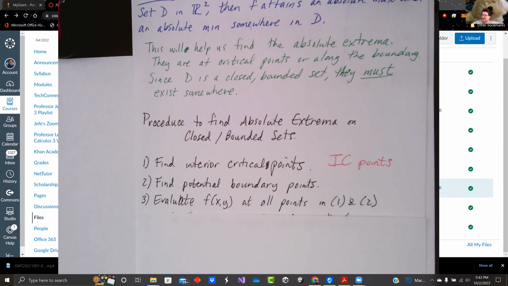Finally, we will evaluate f of x, y at all the points that we found in 1 and 2. The largest will be our absolute max, and the smallest will be our absolute min.